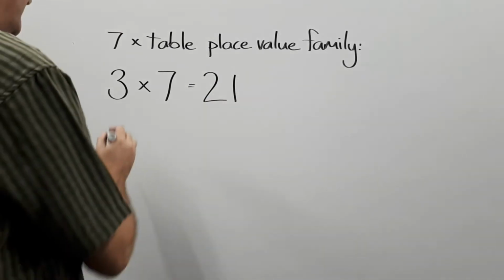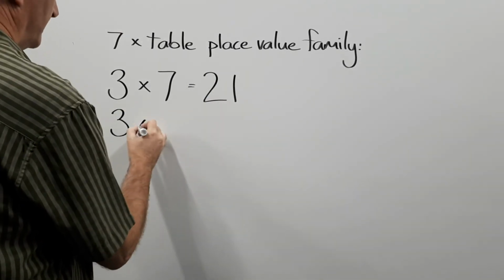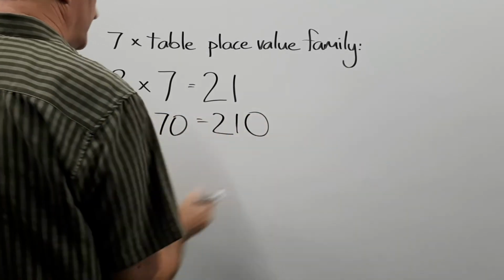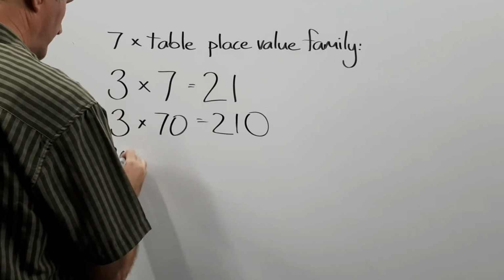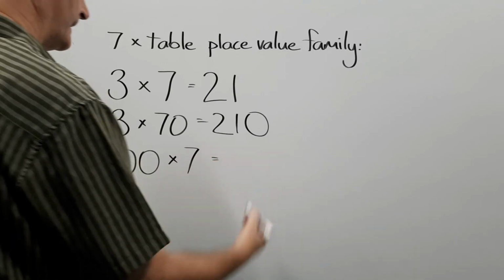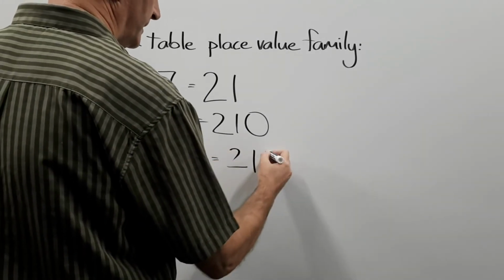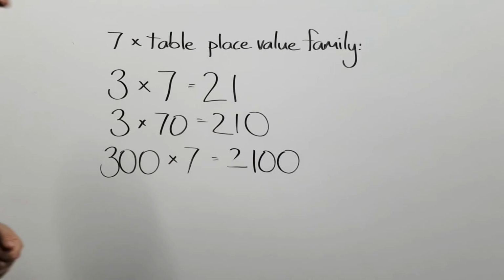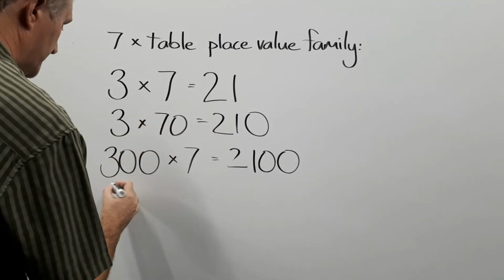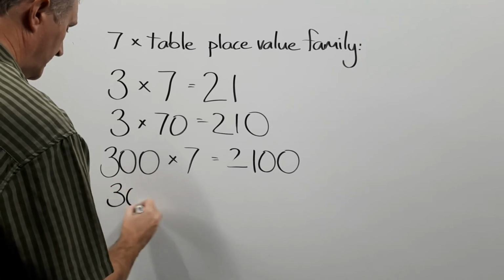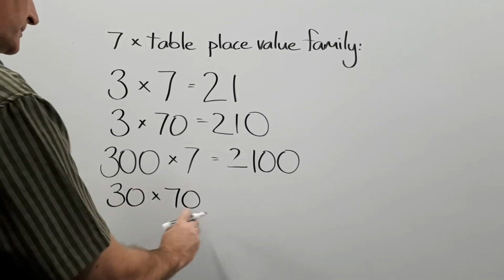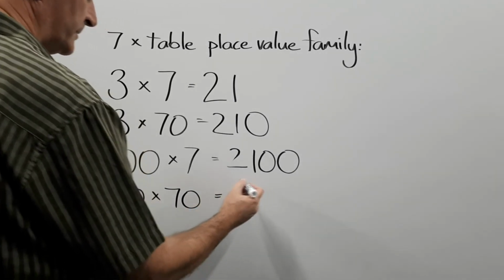We also know then that 3 times 70 is 210, or 300 times 7 is 2,100, or even if the place value is higher in each one, you could say even 30 times 70. Just got to make sure you've got the right amount of zeros at the end of your question. It's still 21 something.